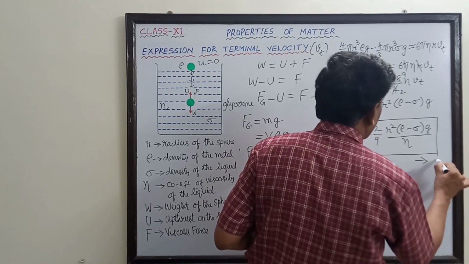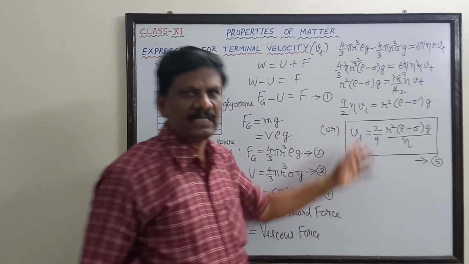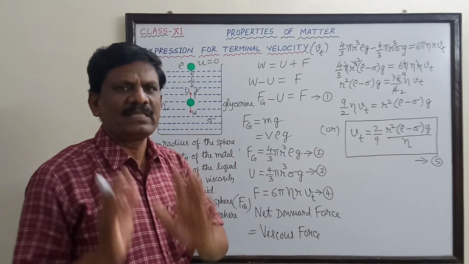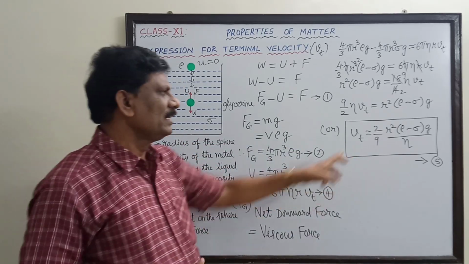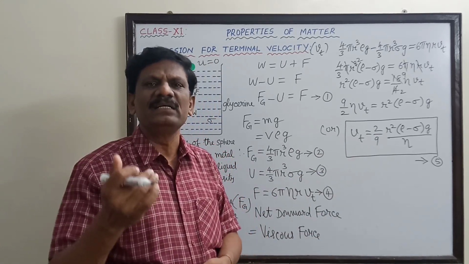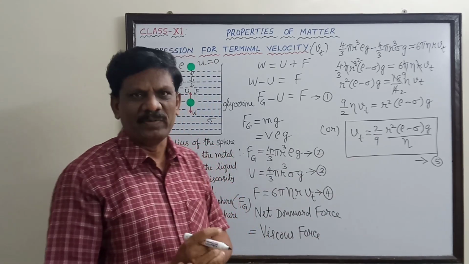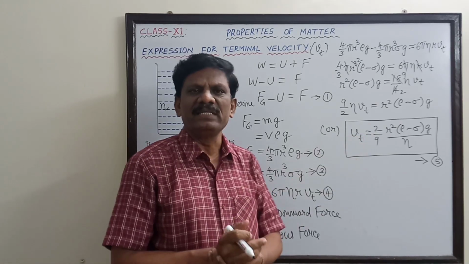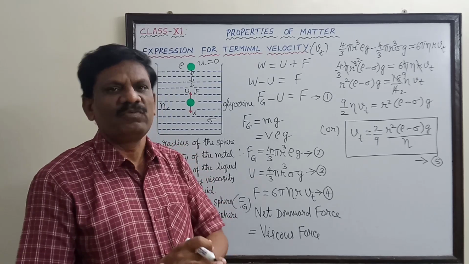So this is equation number 5. This is the required expression. We have derived the required expression for the terminal velocity. This is the constant velocity attained by a descending metallic sphere in a liquid at which the net downward force acting on the sphere is equal to the viscous force.